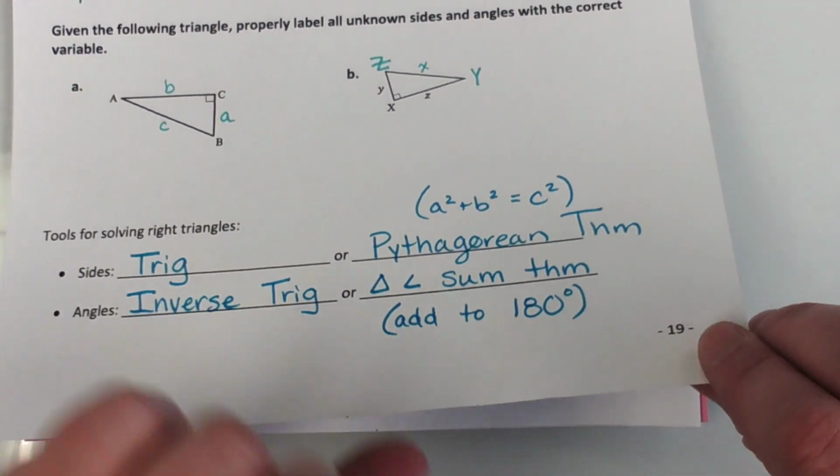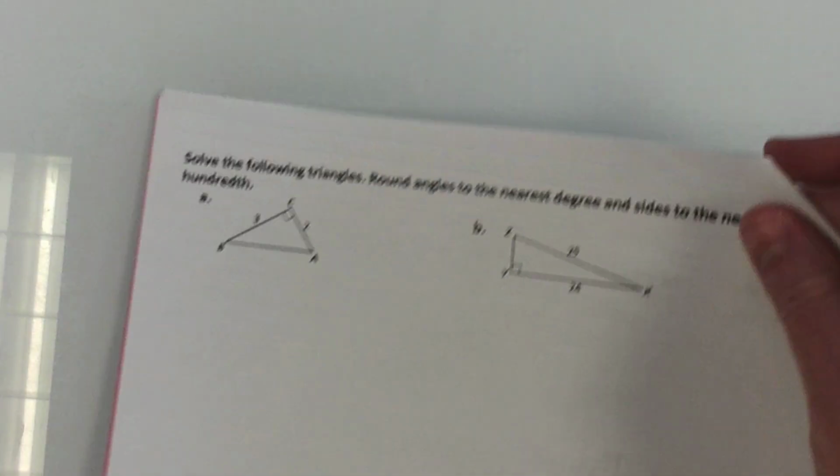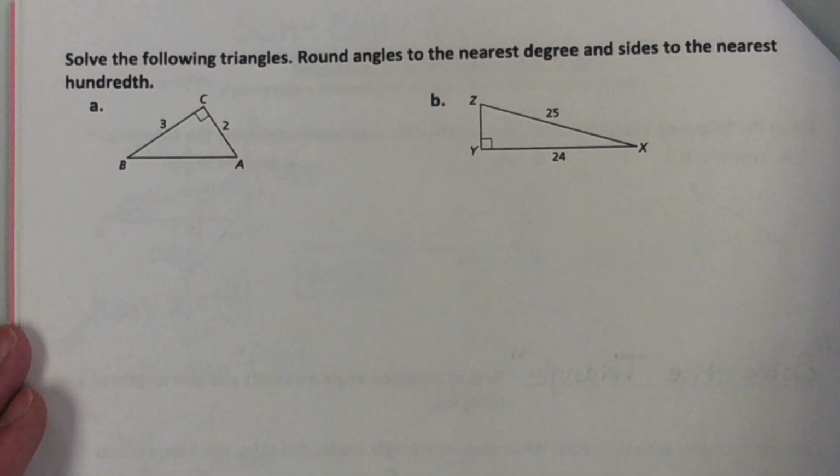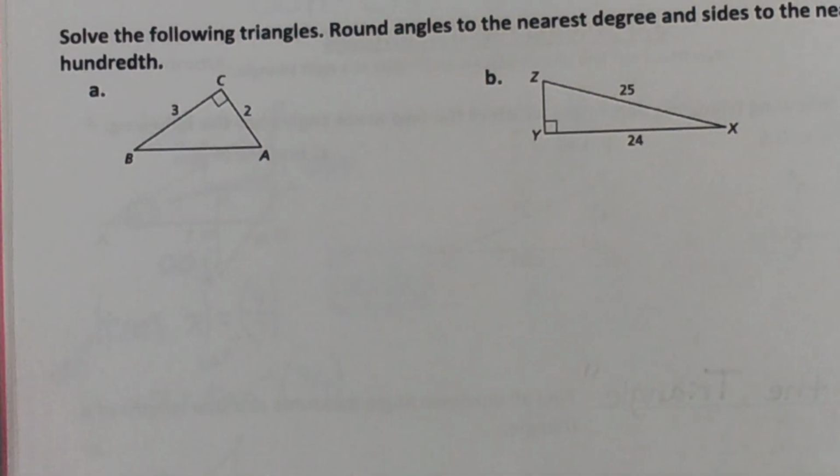So I'm going to flip the page. We're going to solve triangles. Solve the following triangles. Round angles to the nearest degree and sides to the nearest hundredth.